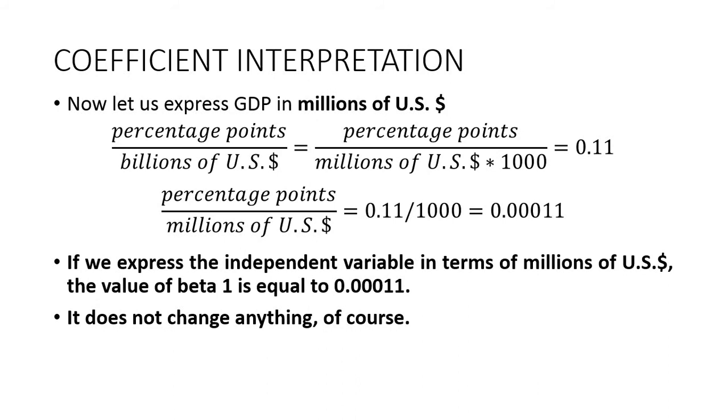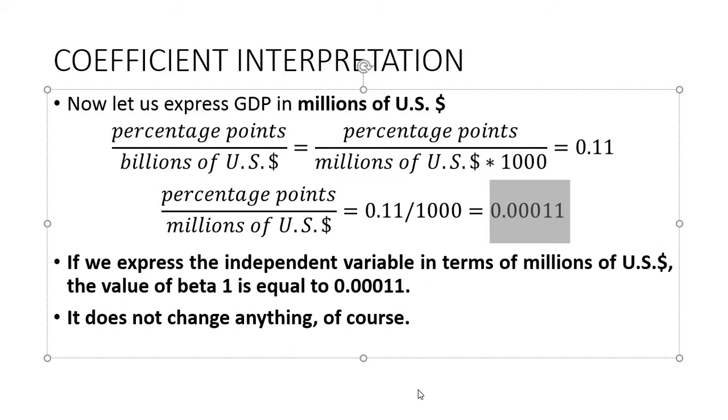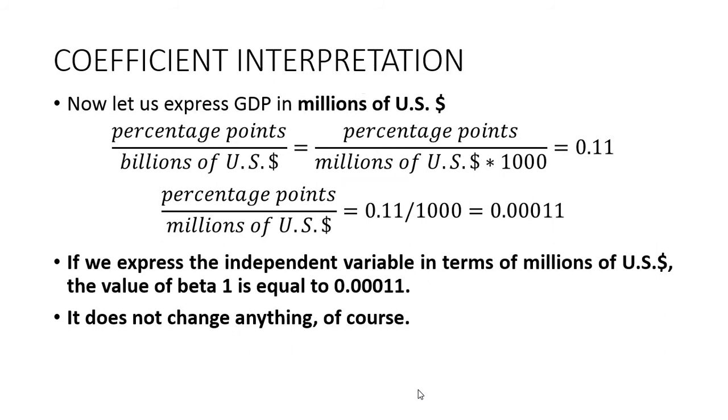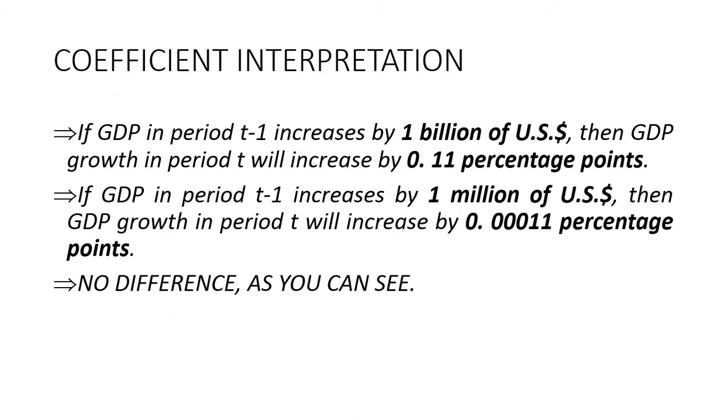Now let us express GDP in millions of US dollars. So billions of US dollars can be expressed as millions multiplied by 1000. And this is the coefficient we obtained from the regression. However, if you want to express GDP in millions, then you will have to divide both sides by 1000 and you will obtain this coefficient. It does not change anything. So if you look at this example, you will see that those two statements are identical.